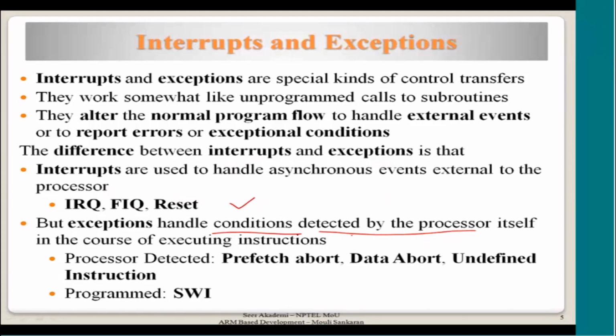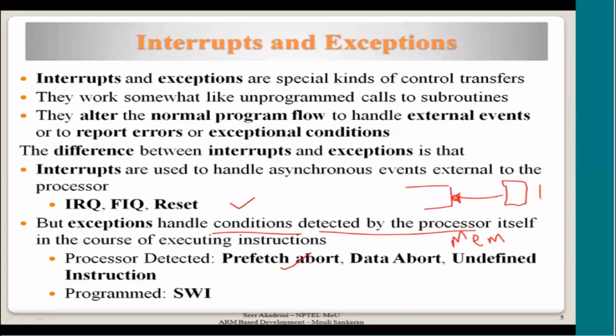While executing an instruction, it found that the instruction is not there, or it's an illegal instruction, or the memory access is invalid. This is actually detected by the processor with the help of the memory unit. The memory unit will inform the processor, saying that there is a problem in the way you are trying to access the memory.